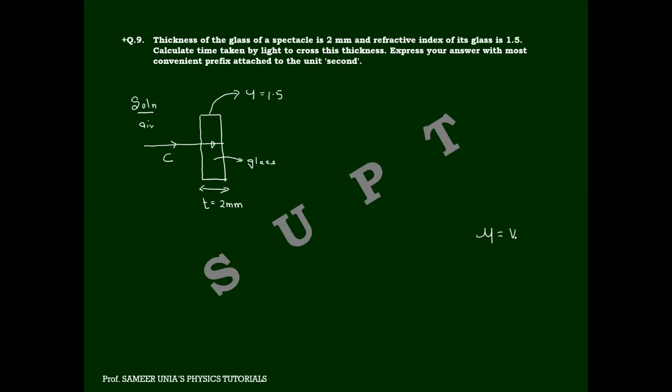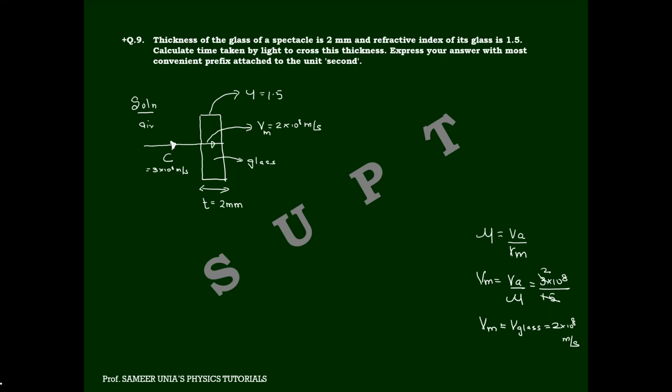Refractive index is the velocity of light in air to the velocity of light in the medium. Can I say the velocity of light in the medium will become V air by mu? V air is 3 into 10 raised to 8 and mu is 1.5. So the speed in glass will become 2 into 10 raised to 8 meter per second. When the light was outside, its speed was c, that was 3 into 10 raised to 8. But when it went into the glass, its speed became 2 into 10 raised to 8 meter per second. Do you understand or not?